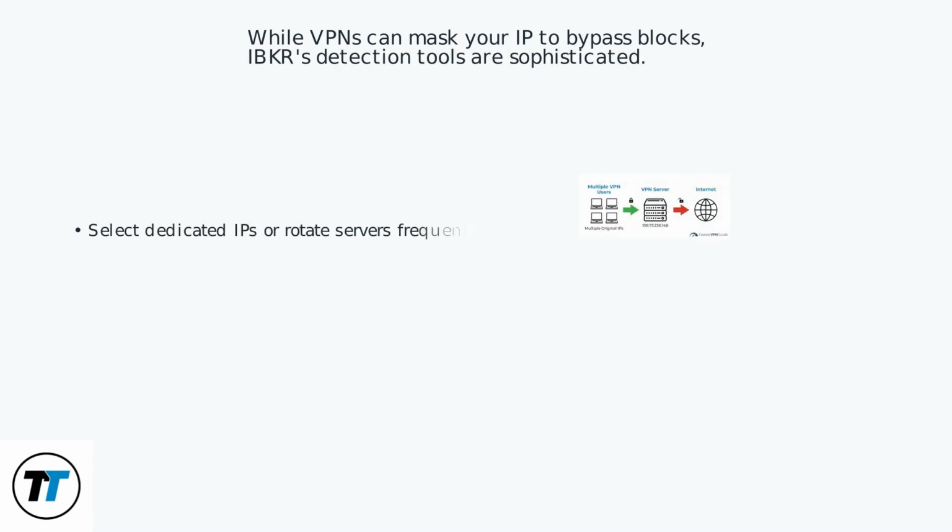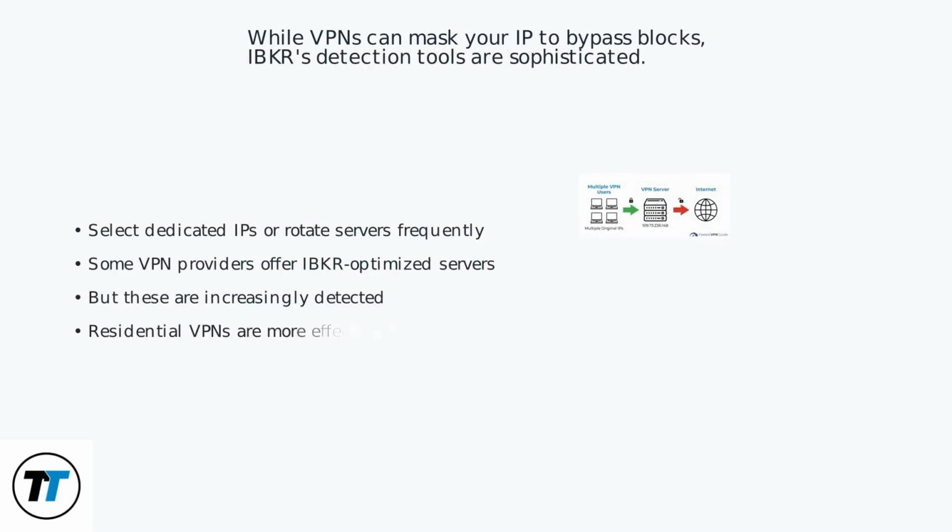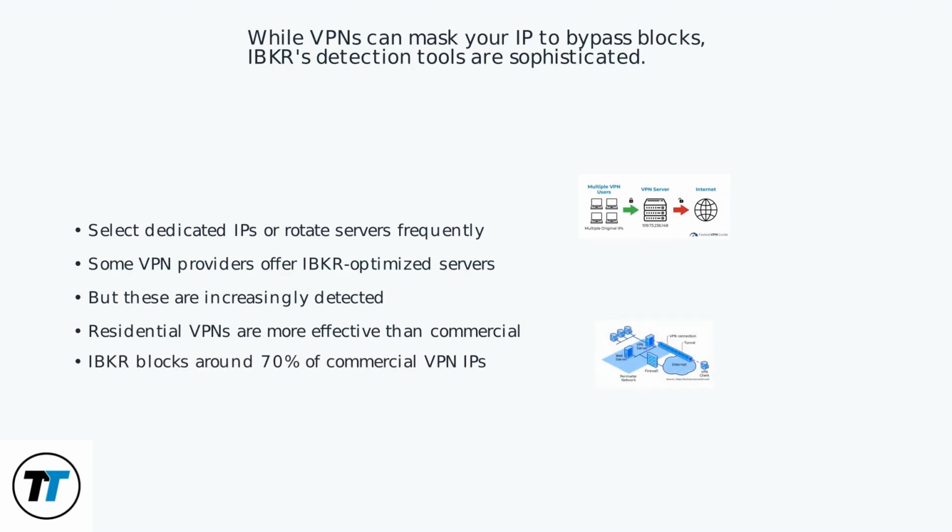While VPNs can mask your IP to bypass blocks, IBKR's detection tools are sophisticated. If you use a VPN, select dedicated IPs or rotate servers frequently. Some VPN providers offer IBKR-optimized servers, but these are increasingly detected. Residential VPNs are generally more effective than commercial VPNs. Be aware that IBKR blocks around 70% of commercial VPN IPs.